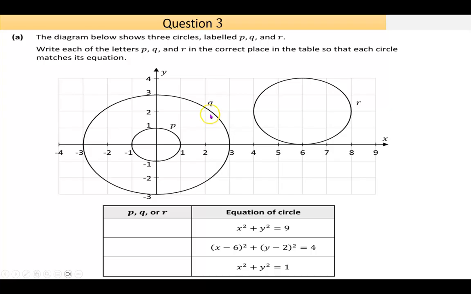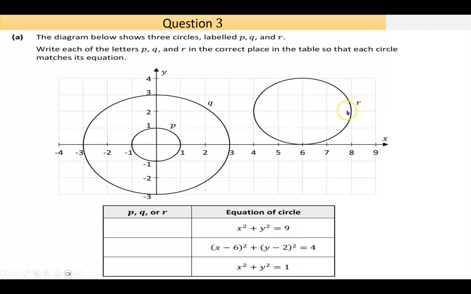Now, looking at Q, the radius of Q is 3 units, like the diameter is 6. The radius is 3. 3 squared is 9. Or you could look at it like the square root of 9 is 3. That matches up. That this top one here must be Q. And then this circle, this would have center, was it 6 on the X, 2 on the Y, which would represent these numbers here. And in the next part, we'll have to deal more directly with that.